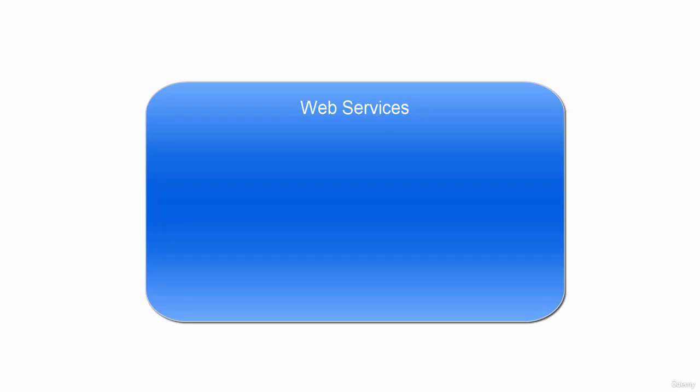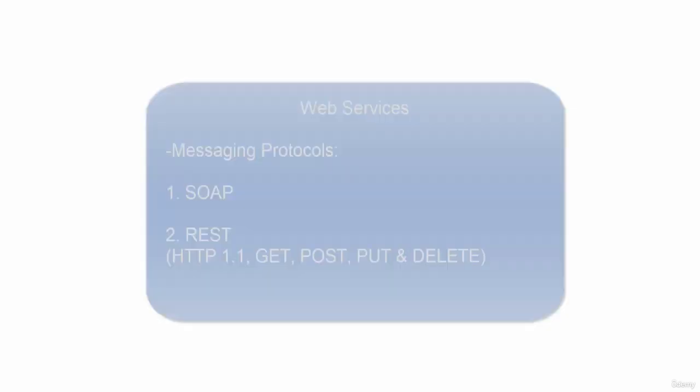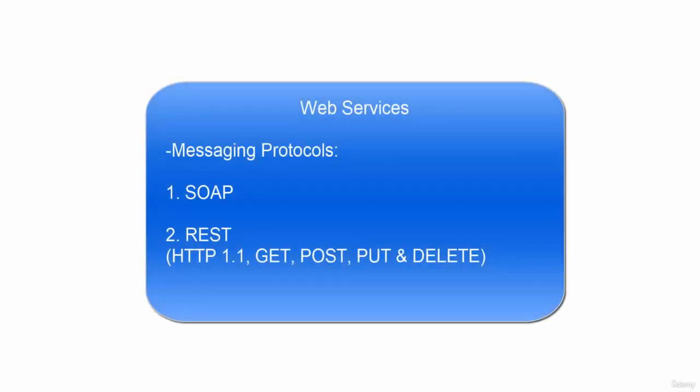For instance, if your website or application needs data from an external source like a weather station, accessing that data directly may not be possible. However, the organization hosting the data can expose it through a web service, which can be accessed using simple coding techniques. Web services utilize messaging protocols like Simple Object Access Protocol or Representational State Transfer.